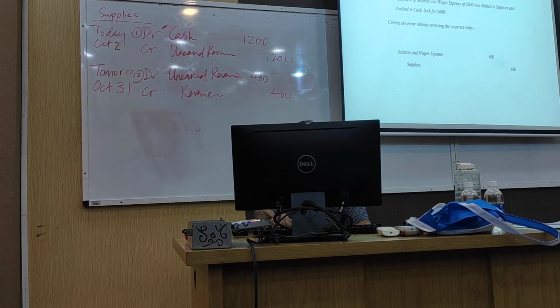Okay, so what I did was I was supposed to have paid for my salaries and wages, but my staff put it into the wrong expense account. Instead of putting it in the salaries account, it went to the supplies account. So I need to fix it. So how do I fix it? I have to reverse the entry from the supplies account and put it in the right account. Right? Cancel the wrong account and put it into the right account. Is it clear now?